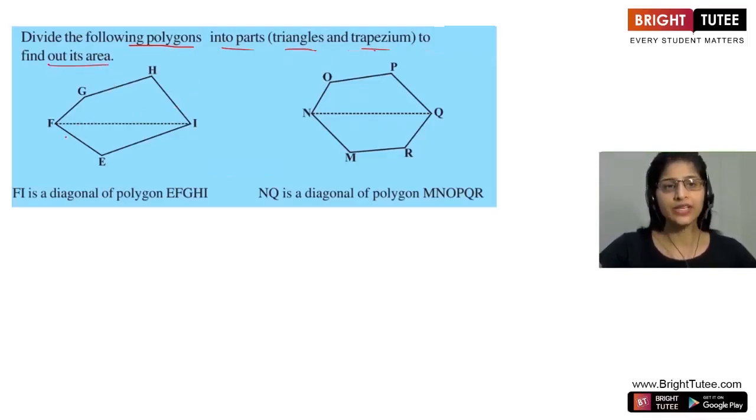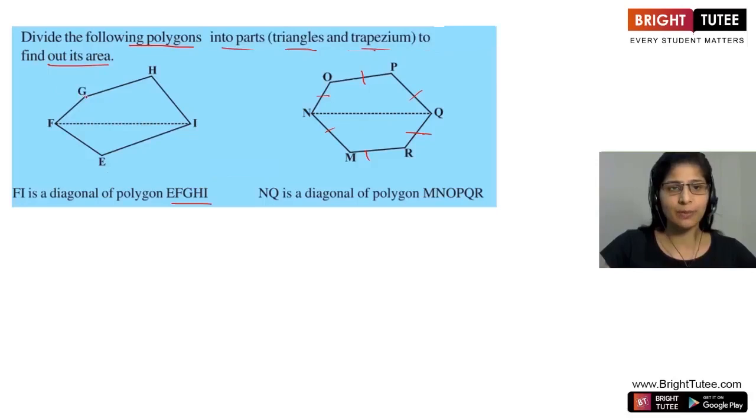Okay, now in the first one, they are saying FI is the diagonal of EFGHI. So we see that EFGHI is a pentagon, right? This is a polygon given to us. And here NQ is the diagonal for this one, MNOPQR. Right, this hexagon is given having 6 sides, 1, 2, 3, 4, 5, 6. Okay, so 6 sides we have. So like this, we have been given 2 figures. We have to divide them into parts of triangles and trapeziums.